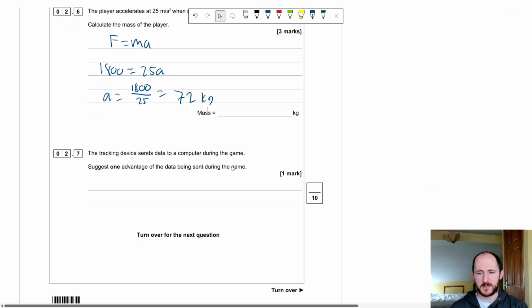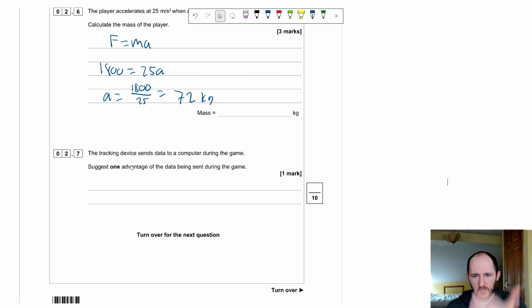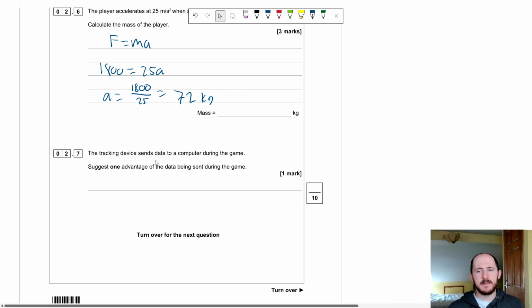And lastly, but certainly not least, we have the tracking device sends data to a computer during the game. So just one advantage of the data being sent during the game. Well, these types of questions are very hard for students to answer, and they're very hard for teachers to answer as well, because they require using a lot of empathy, which sounds a bit weird, but you have to put yourself into the shoes of the people doing this. So why do they want the data in the first place? Well, to be honest, I don't know much about sports, but I guess the only reason why you'd want the data is because you want to monitor the players, right? You want to see how well the players are performing during a match.